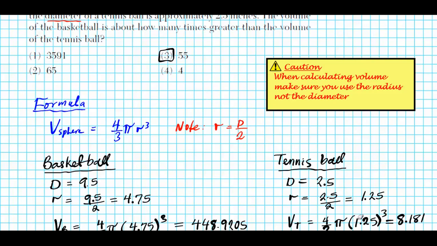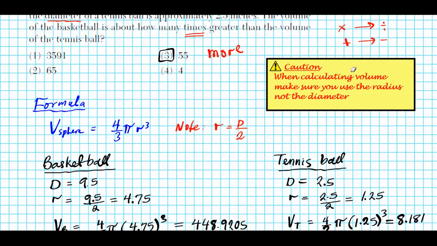Some of you might wonder, why did we divide? The reason we divided here is because of the keyword how many times. If they use the words how much more, then we're going to subtract. Times is multiplication, and the inverse of multiplication is division. More is addition, and its inverse is subtraction. So if they say how many times greater, you divide to find that ratio. And if they say how many times more or how much more, then you subtract to find the difference.